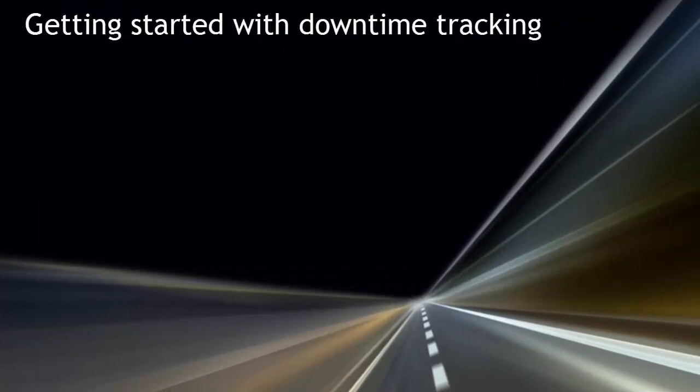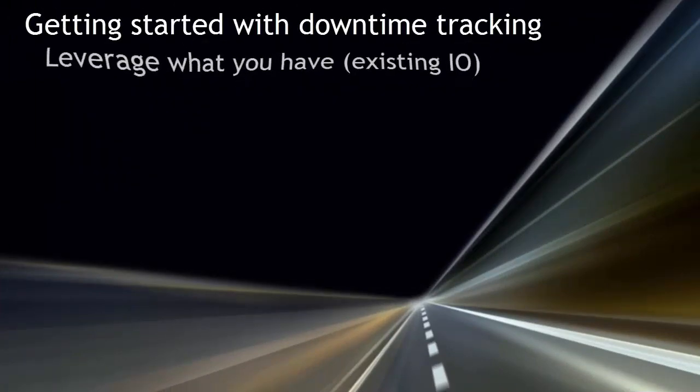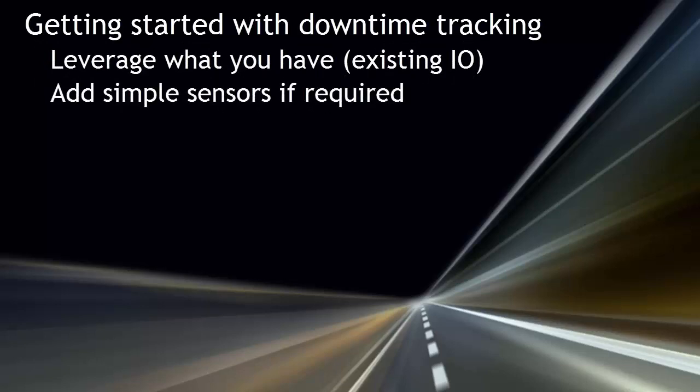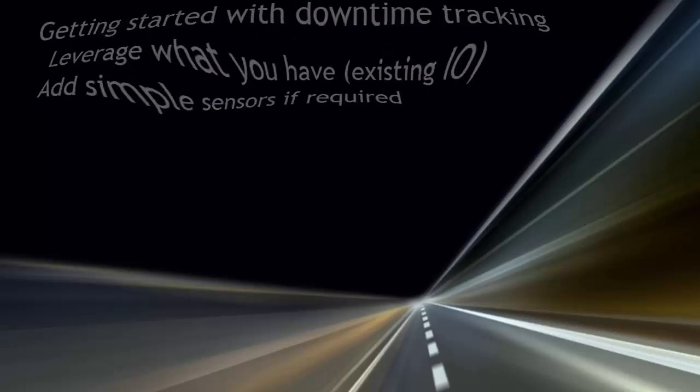Many plants already have field I/O that can be used to derive machine state automatically. Even if your plant doesn't have this, simple sensors like photo eyes, even without PLCs, can often provide enough granularity to get started. So adding an automated tool is often not a complex task, and it can dramatically improve the quality of the data you're collecting.